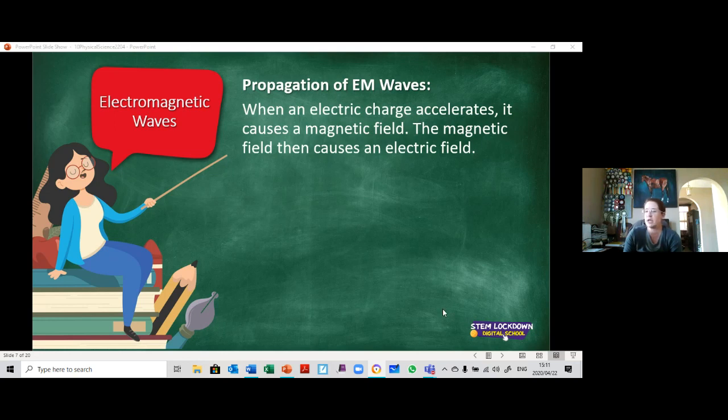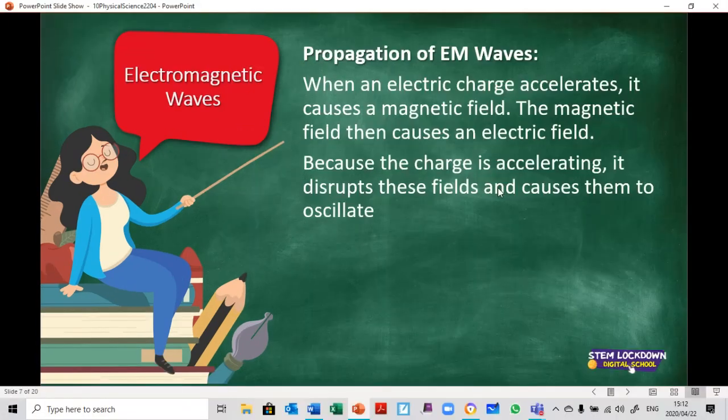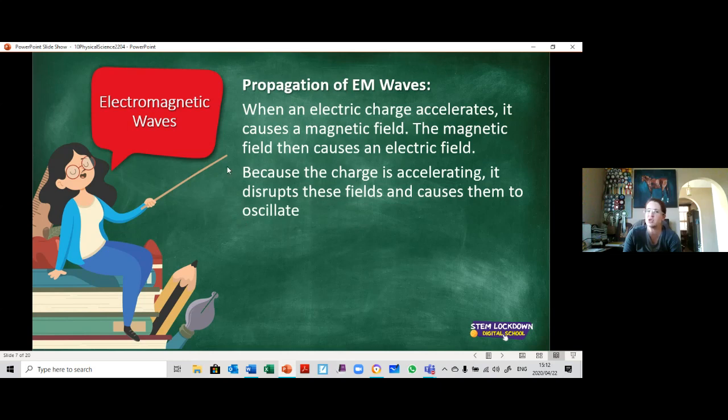Explaining this to you guys is really, really tough, and I apologize that I don't have a better answer for you. So you have an electric charge, it accelerates, which causes a magnetic field. The magnetic field then causes an electric field. So now, the charge accelerates, and instead of just causing a stationary field, it accelerates to such a point that it disrupts the fields and causes them to oscillate, to vibrate, to have a wave pattern. And that is the crux of electromagnetic waves.